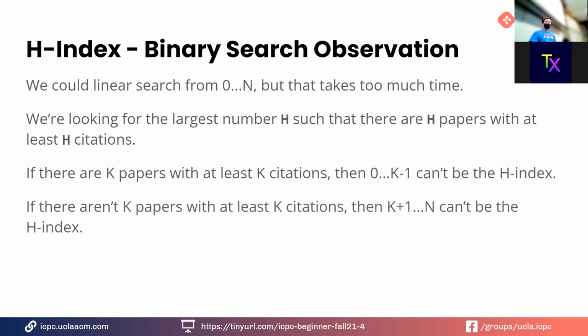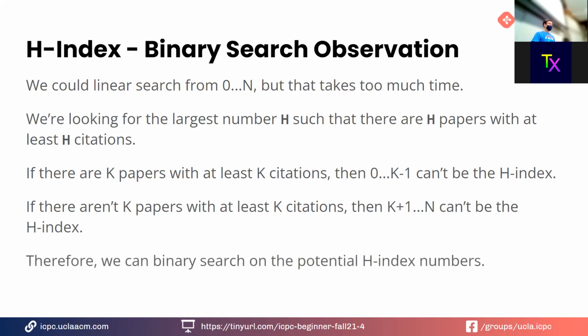But if there aren't K papers with at least K citations, then every number after it and up to n, so K plus 1 all the way up to n, can't be the H index. Because if there aren't K papers with K citations, then there can't be K plus 1 papers with at least K plus 1 citations. And so what does that mean? We can do binary search.